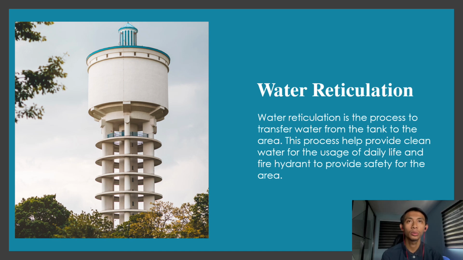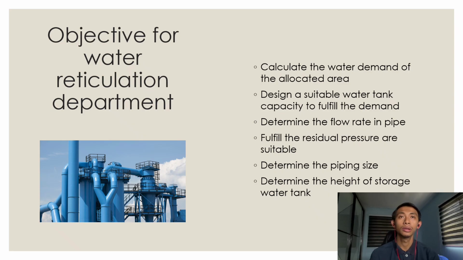Next, we move on to the water reticulation. Water reticulation is the process to transfer water from the tank to the area. This process helps provide clean water for the users' daily life and fire hydrants to provide safety for the area. The objectives for the water reticulation department are to calculate the water demand of the allocated area, design a suitable water tank capacity to fulfill the demand, determine the flow rate in pipes, ensure the residual pressure is suitable, determine the piping size, and determine the height of the storage water tank.